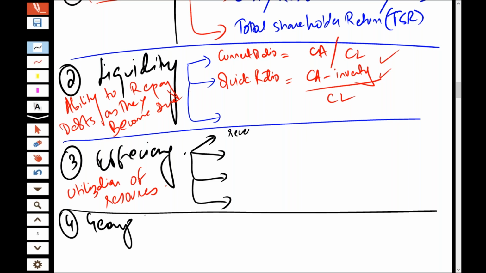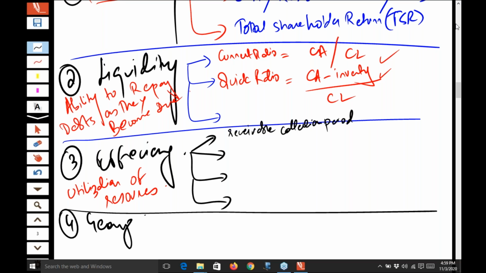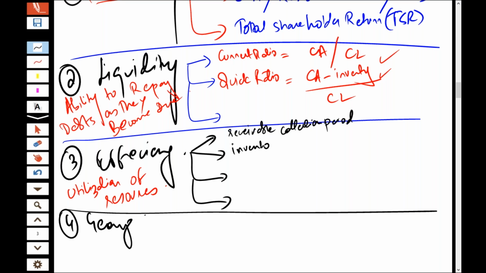We have got receivable collection period. We have got inventory holding period. We have got payables payment period. So these are the three different types of efficiency ratio that you would come across. And another efficiency ratio, let me tell you, is termed as the working capital cycle.